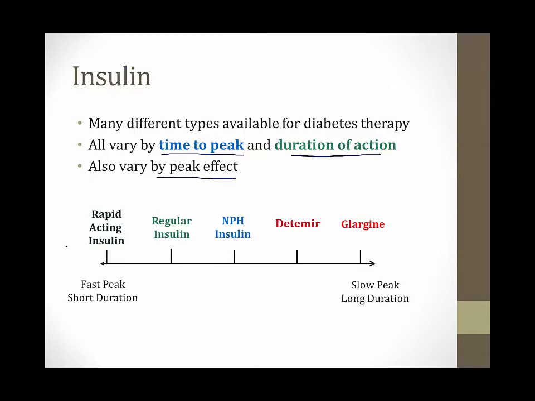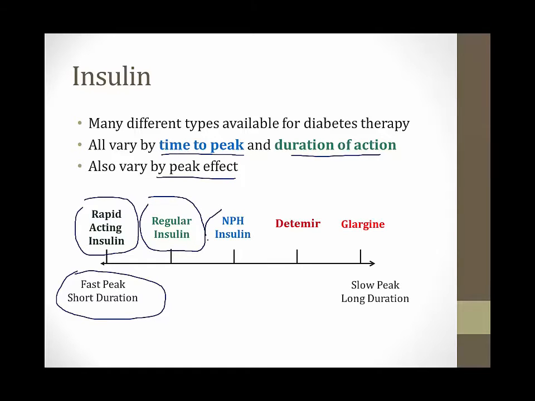So the shortest acting insulins, the ones that have a fast peak and a short duration, are called rapid acting insulins. Regular insulin also has a very fast peak and a short duration of action. NPH insulin is somewhere in the middle. We'll talk about that in a minute. And then finally, Detemir and Glargine have the slowest peak and the longest duration of action. These two drugs provide insulin coverage over a period of almost 24 hours.